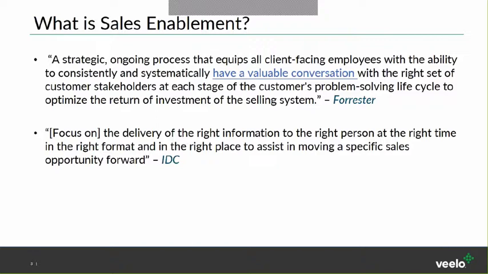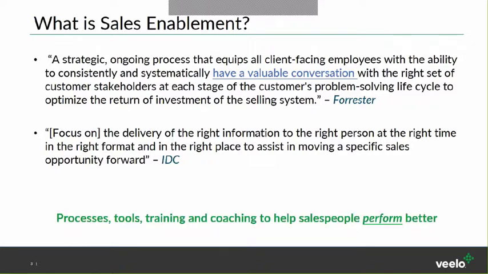And so I tend to be a super simple person, and as I talk about sales enablement in this webinar, what I'm really talking about is the processes, the tools, the training, and the coaching to help your sales people perform better. At the end of the day, ultimately, we want to measure our sales enablement programs on, am I helping to drive more revenue and more sales?